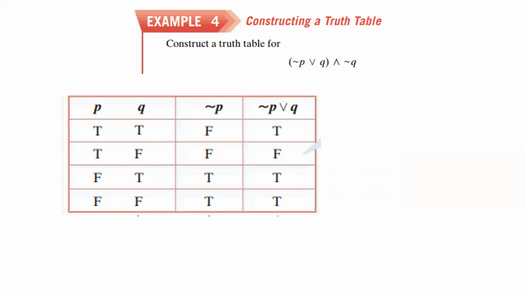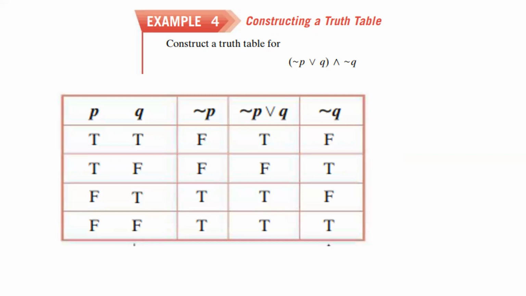Now I need to figure out what the right side is going to be so I can compare them overall. So I need to find tilde q. Well, that's not too difficult once you understand what tilde means. I take my q column and I change all of my truth values. So my first row becomes false, my second row becomes true, my third row becomes false, my fourth row becomes true. Again, just looking at Q, I change all of those values. True to false, or if it's false, I change it to true.